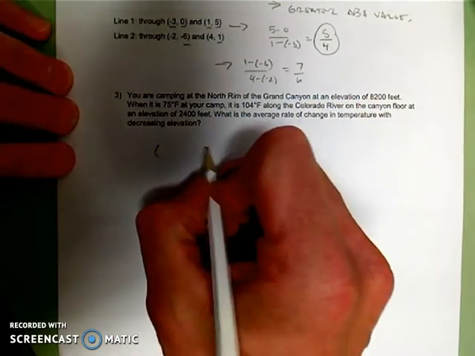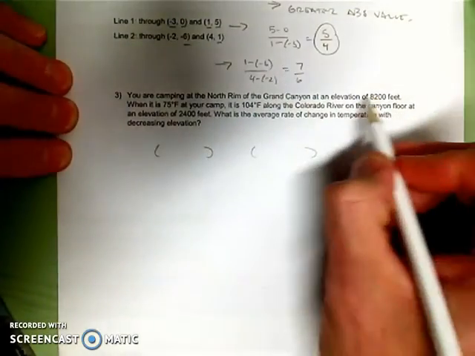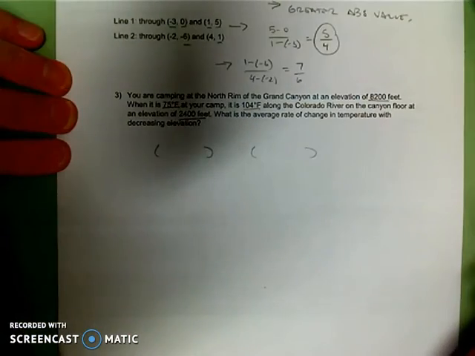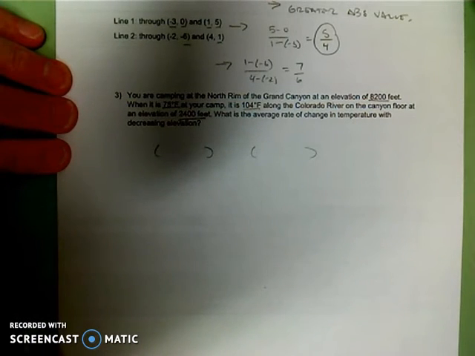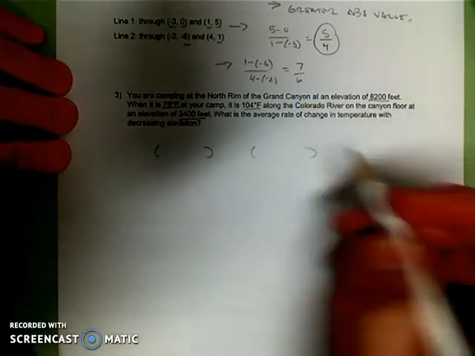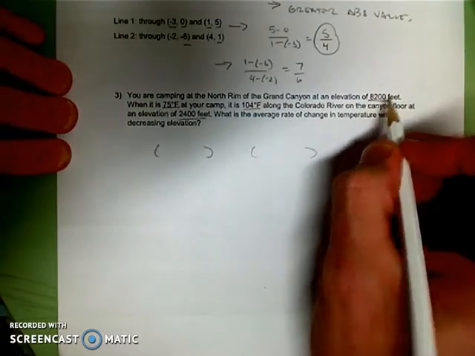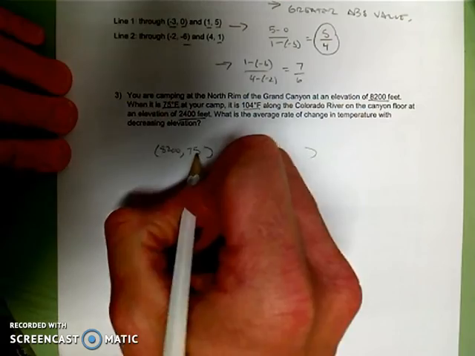Well, we need to start thinking about putting together some ordered pairs. What information do we have? We know elevation and temperature. We need to decide one of these to be our independent variable and the other to be our dependent variable. Well, temperature is going to depend on elevation. So our elevation is going to be our x value. So let's start with our first elevation, 8,200 feet. And our temperature, 75 degrees.